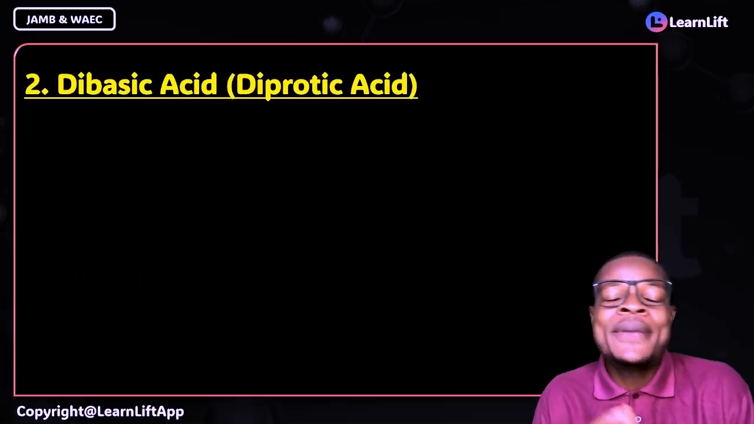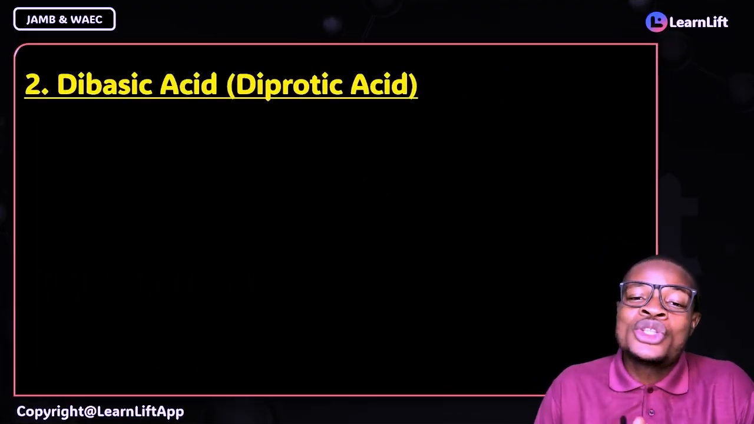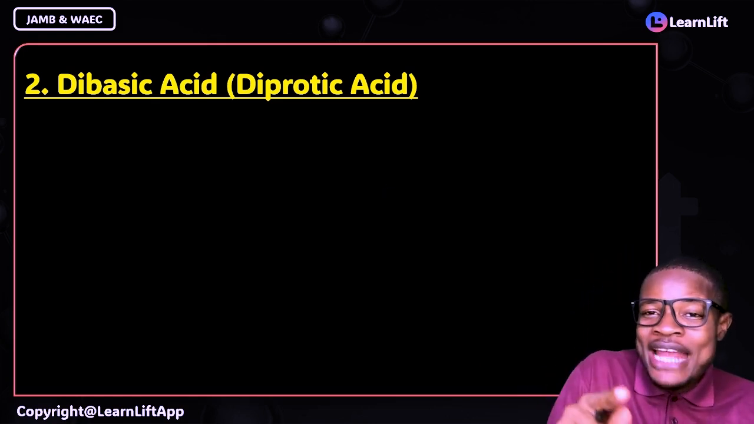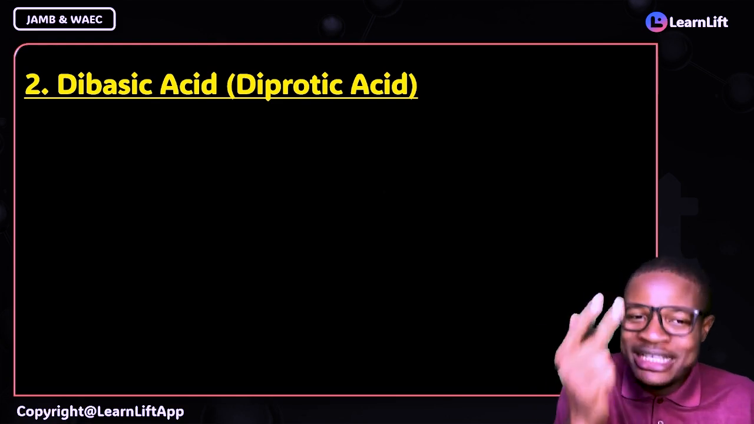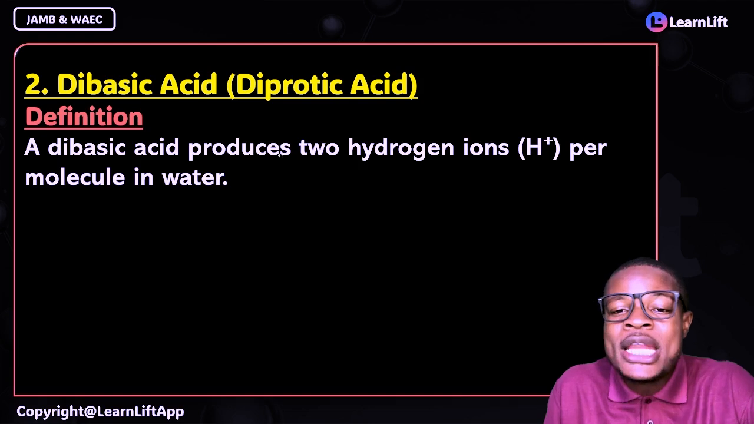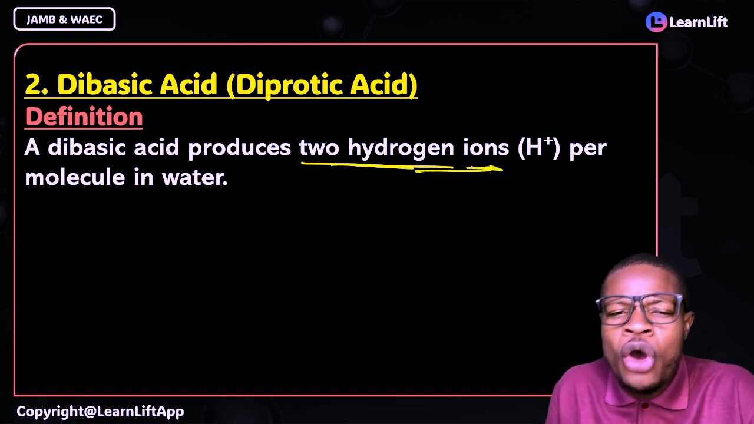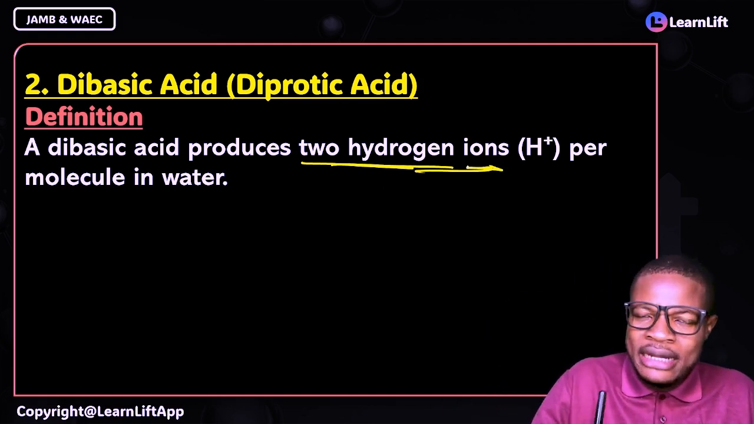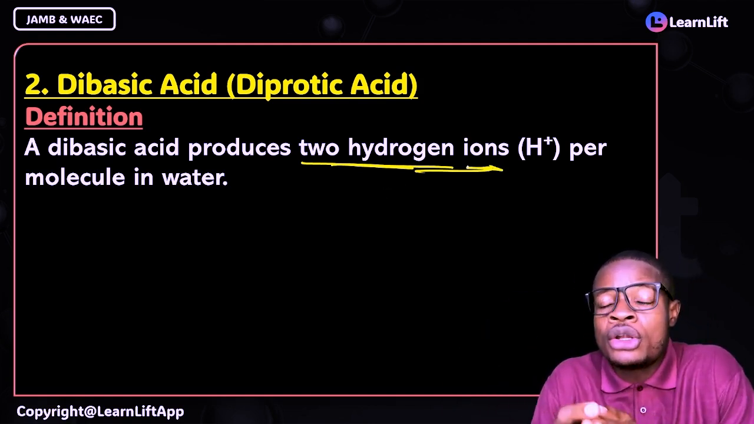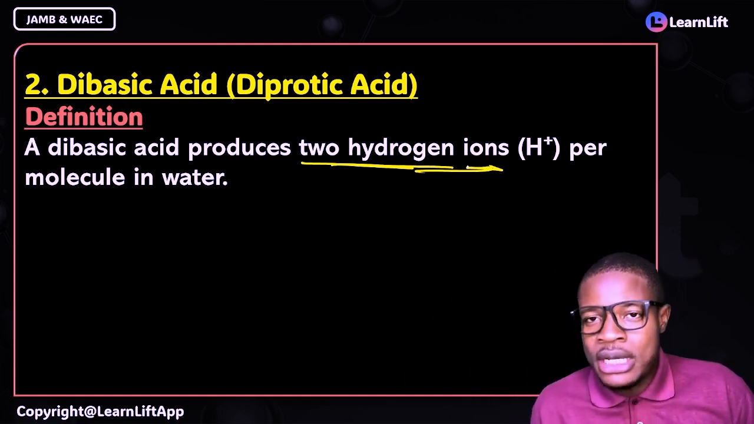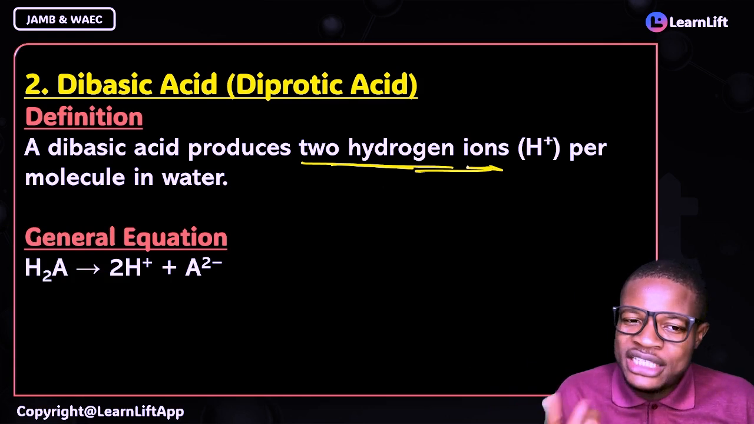Number 2 is called your dibasic acid. Dibasic acid is also called diprotic acid. What should I know? Instead of 1 hydrogen being formed here, it will now be 2. So an acid is said to be dibasic when it produces 2 hydrogen ions per molecule in water. If it dissociates, I will have 2 hydrogen ions, or 2 moles of hydronium ion. A good example, look at the general equation.